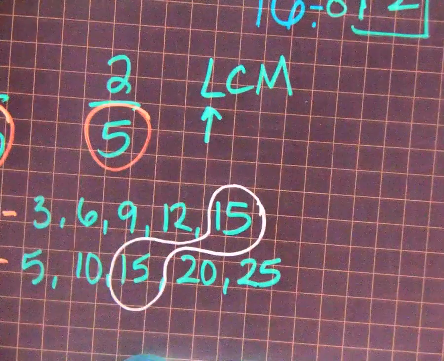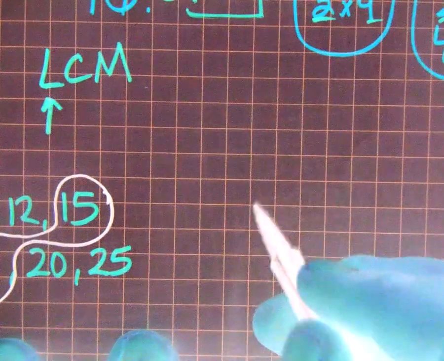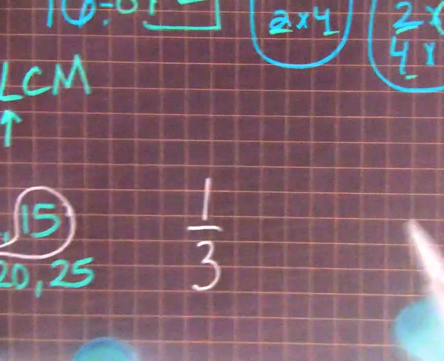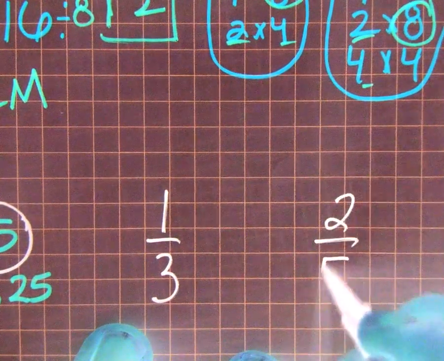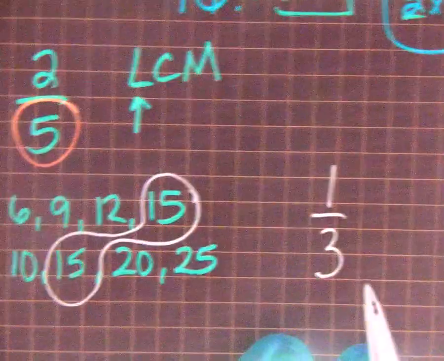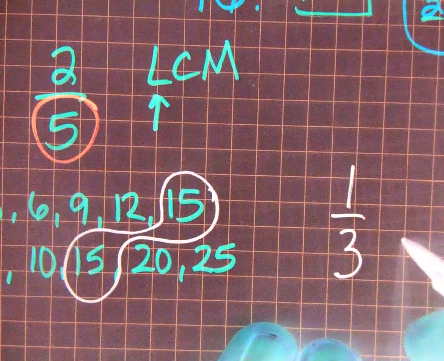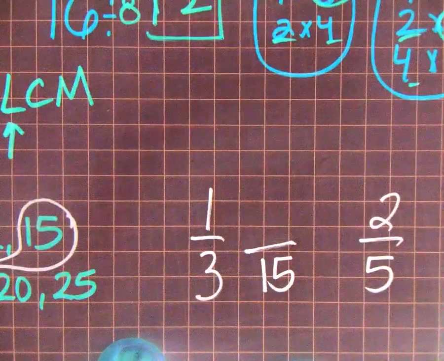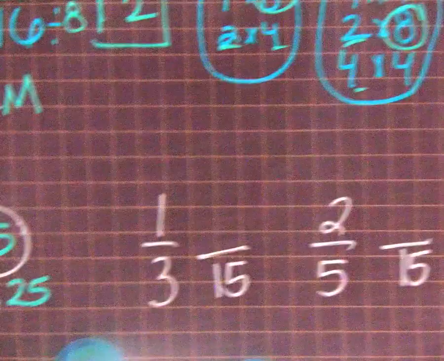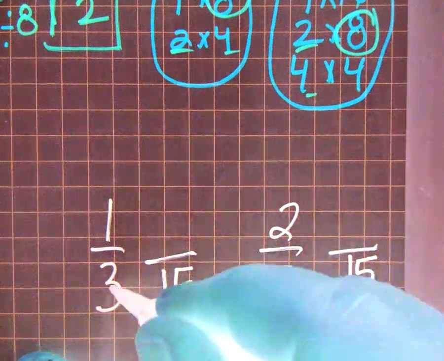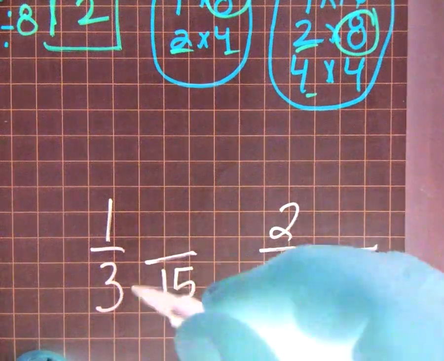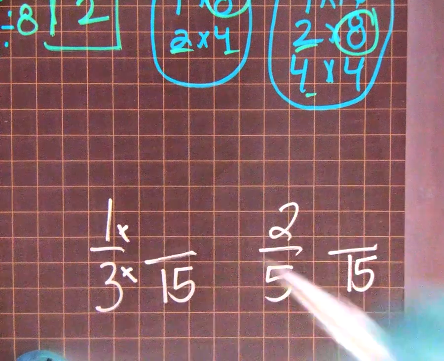Okay, so I'll rewrite my fraction over here so we can have a little room to work. So I have 1/3 and I have 2/5. And I've established right over here that 15 is a denominator that they both have in common. So how do I get to 15? How did I get from 3 to 15? Well, I multiplied. I know that because the number got bigger.